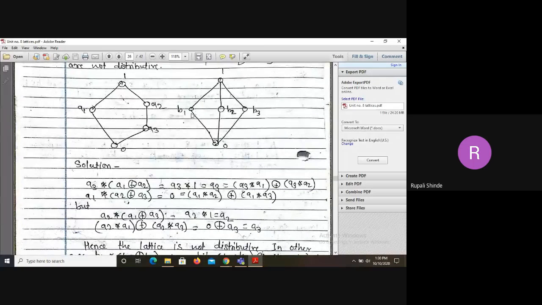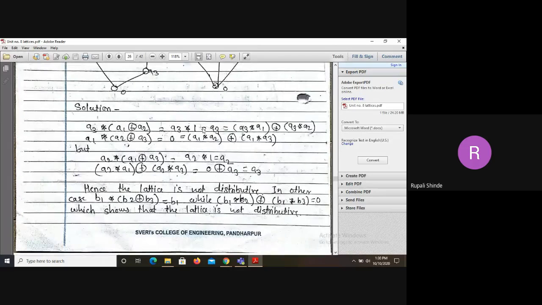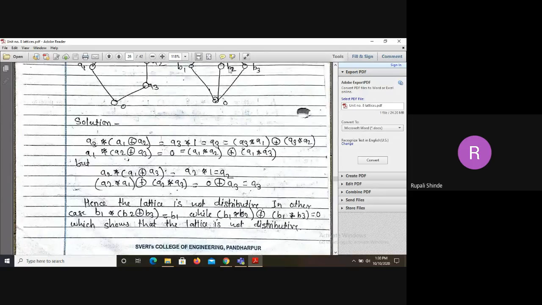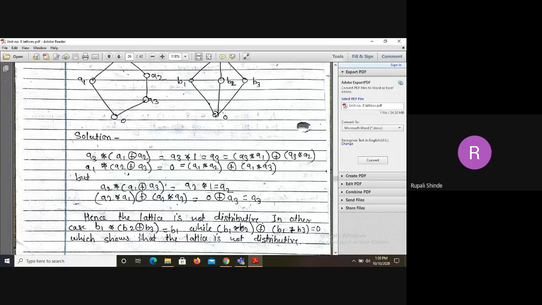Consider this sequence of elements B1, B2, B3. We can apply this as B1 star B2 XOR B3. This is our LHS, and RHS becomes, once we apply the distributive property, B1 star B2 XOR B1 star B3. Now we have to check whether LHS is equal to RHS. If this is correct, then we can say that this is a distributive lattice. And we have to repeat this procedure for the remaining two sequences of elements as well.